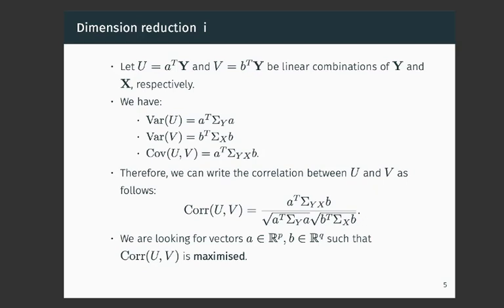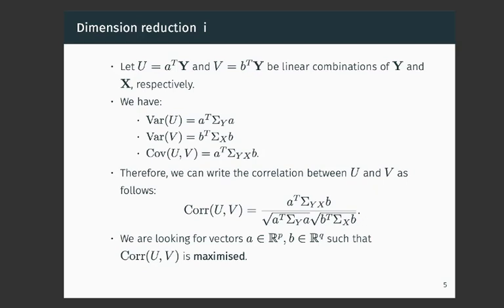If we look at the variances and the covariances of U and V, using the properties, we can easily write the variance of U as the quadratic form A transpose sigma y A, which we know is positive as long as A is non-zero. Similarly for the variance of V, being the quadratic form B transpose sigma x times B. And then the covariance of U and V is A transpose sigma yx times B. And therefore, we can write the correlation between U and V as follows.